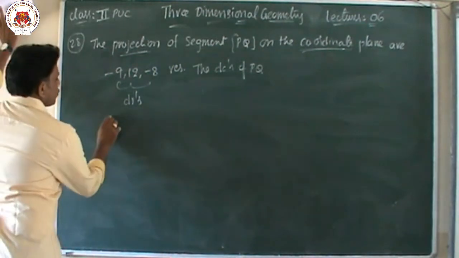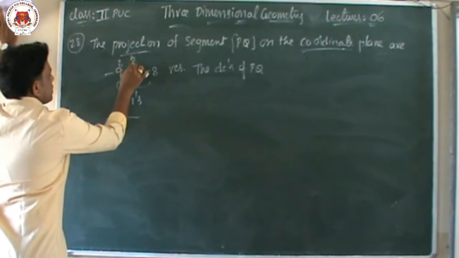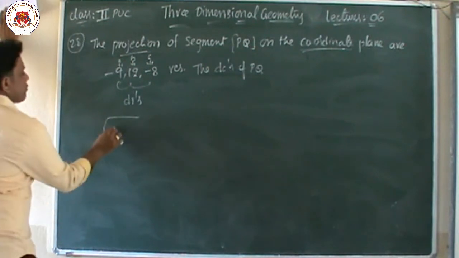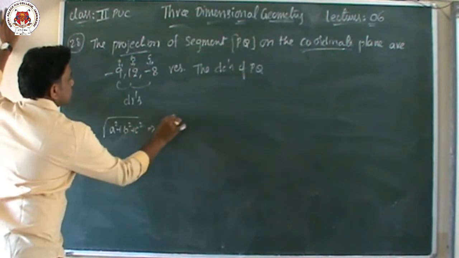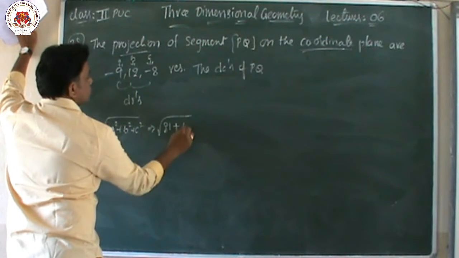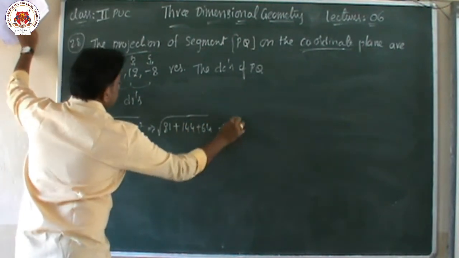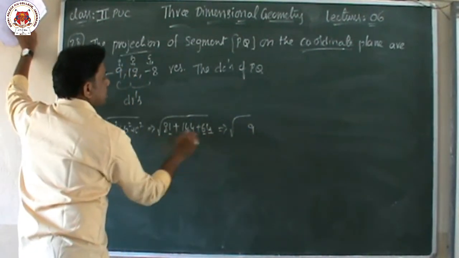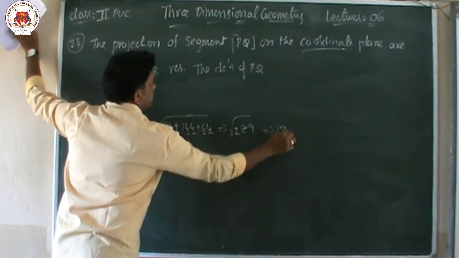We know how to find the DCs. First of all, we have to find the square root of a square plus b square plus c square, where a, b, c are the DRs, always indicated by small letters a, b, c. So 9 square is 81, 12 square is 144, and 8 square is 64. The sum is 289, and the square root of 289 is 17.